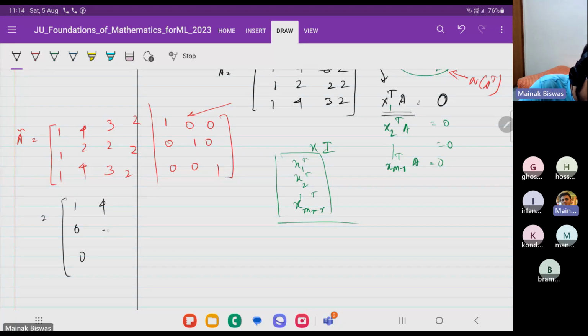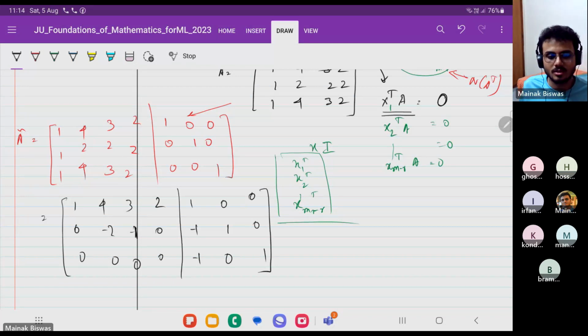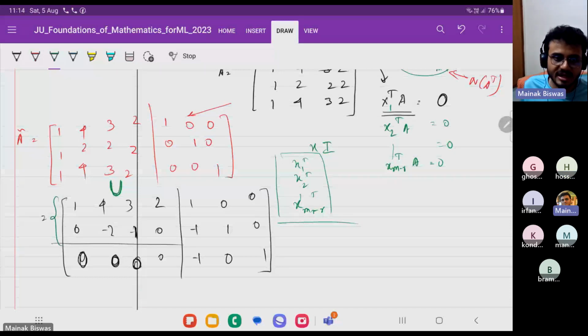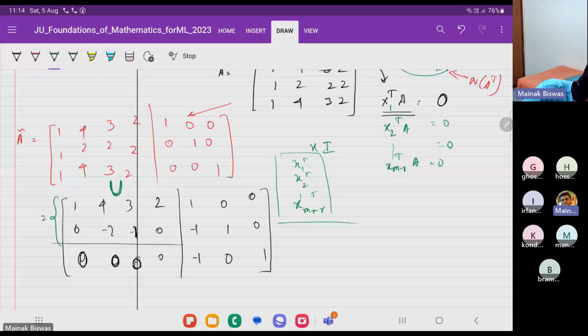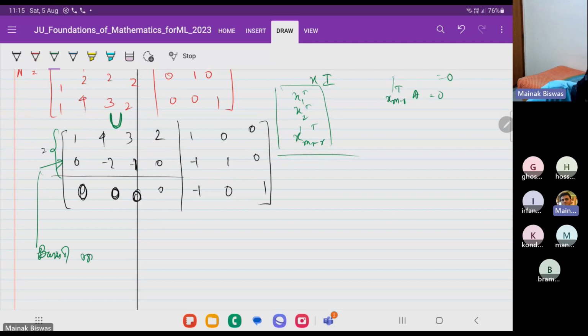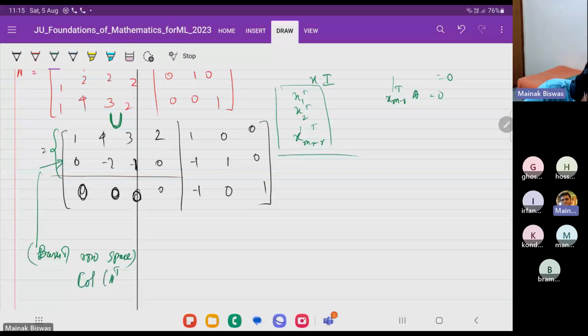1, 0, 0, 4 minus 2, 0, 3 minus 1, 0, 2, 0, 0, 1 minus 1 minus 1, 0, 1, 0, 0, 0, 1. Yes or no? Yes. Now you see, immediately you get a 0 row. How many columns are there here? How many rows are here? 2, and they're independent or not? Can you make more zeros? So these are your row space. So these are a basis of the row space or not? Yes, a basis of the row space, or the column space of A transpose. Yes or no? Yes.